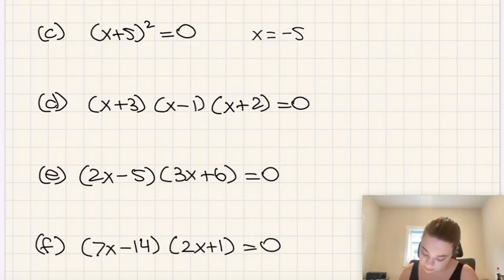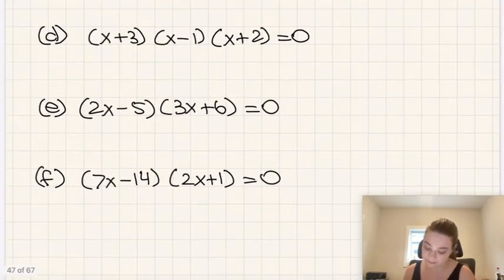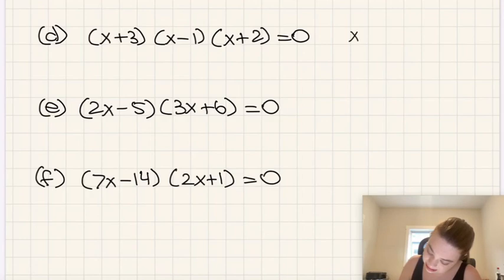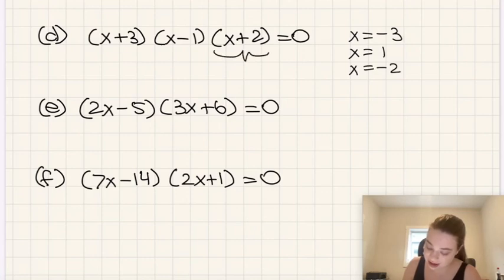What about for D, though? For D, we have three different things we're multiplying, and I will mention that this does work if we have three things as well, right? 0 times any two other numbers is still going to just be 0. So for this example, x equal to negative 3 is a solution. x equals 1 is a solution. That would make the middle term 0. And then we would have x equals negative 2, as that would make what's in the last brackets equal to 0.